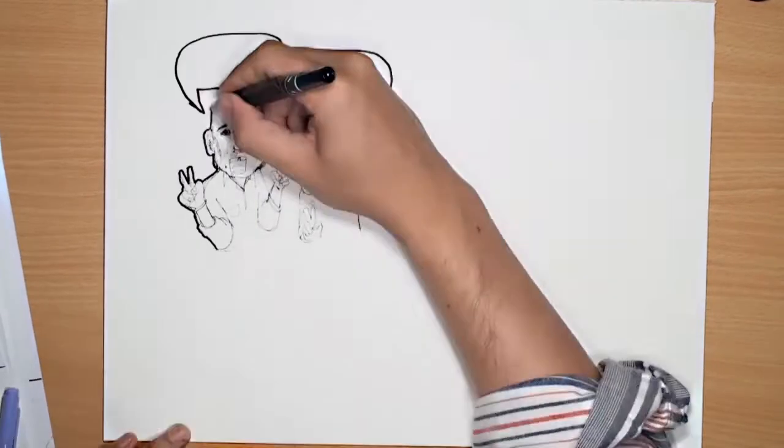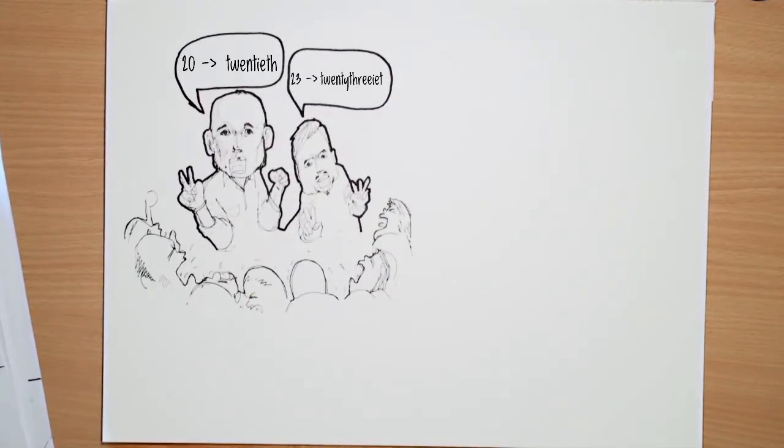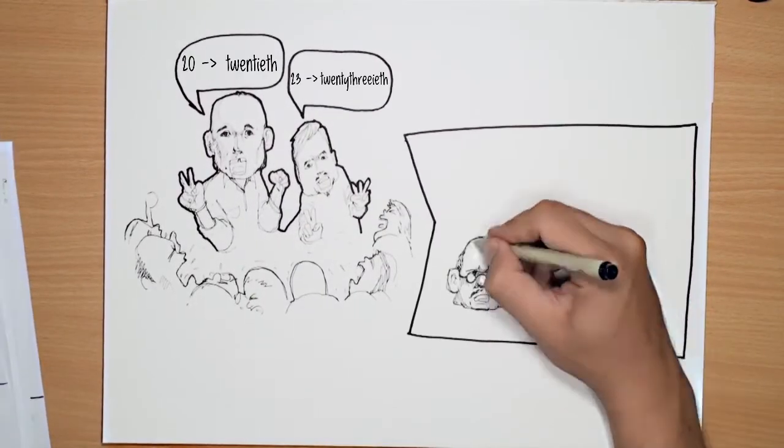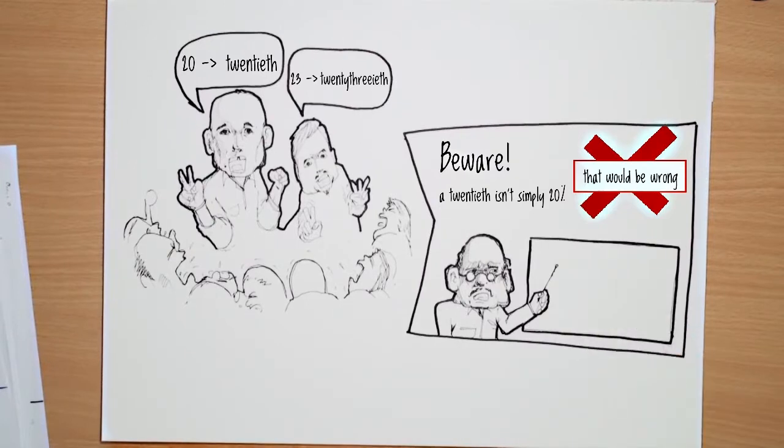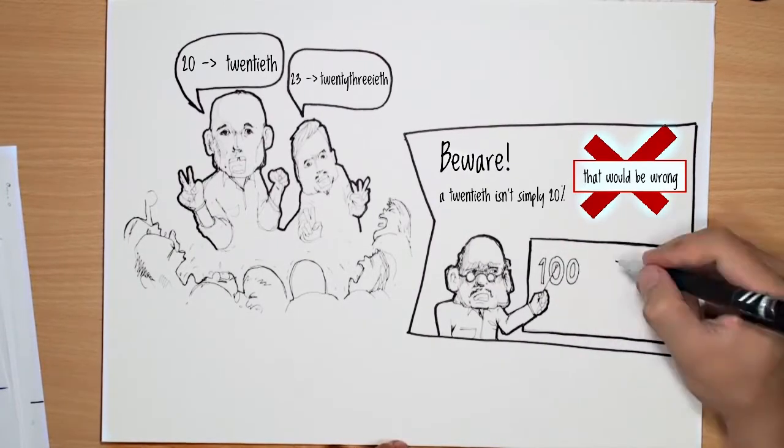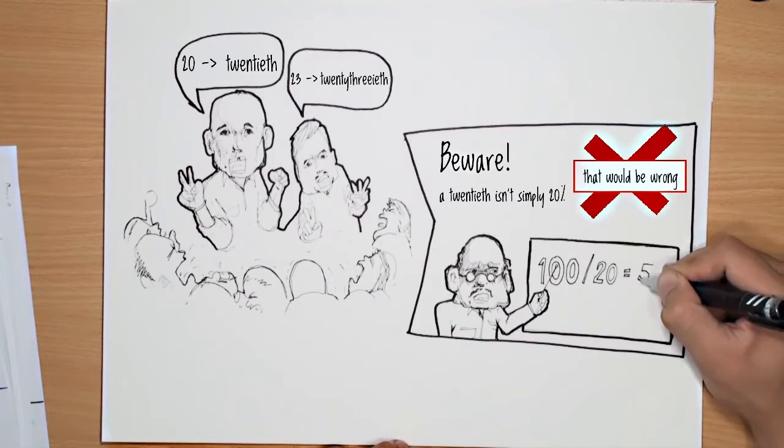Because it sounds weird to say a 20th, we usually say these things in percent. But beware, a 20th isn't simply 20%. That would be wrong. We need to convert those numbers first and divide it by 100, so each of you get 5% of the cake.